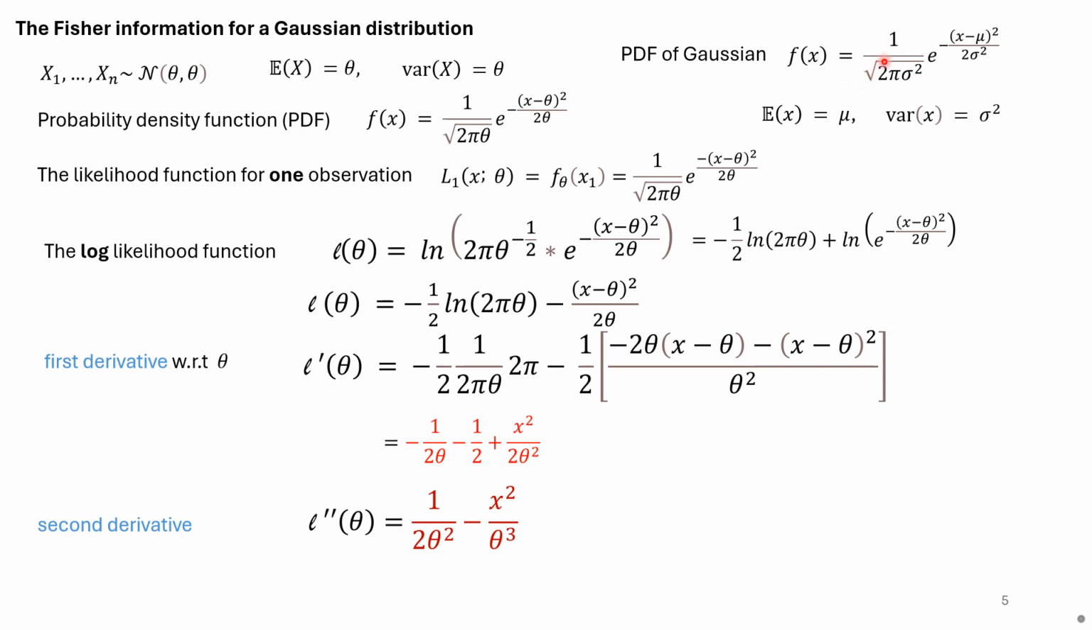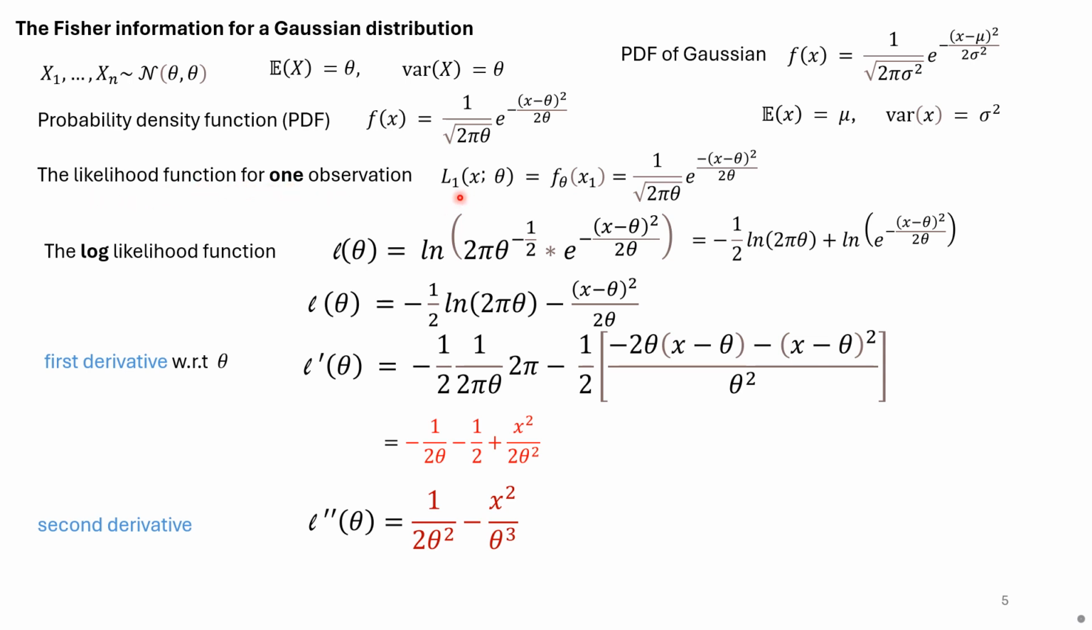It is 1 over square root of 2 pi sigma squared times e to the power negative x minus mu squared over 2 sigma squared. So in our case, this expected value is theta, variance is also theta. Therefore, we can replace sigma squared and mu with theta, and this is the required PDF: 1 over square root of 2 pi theta times e to the power negative x minus theta squared over 2 theta. Now we need the likelihood function for one observation.